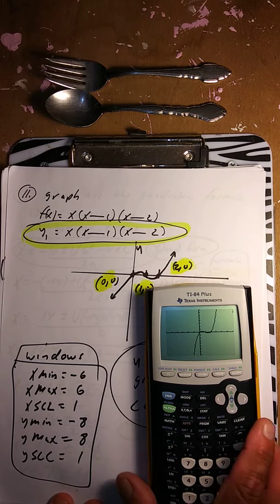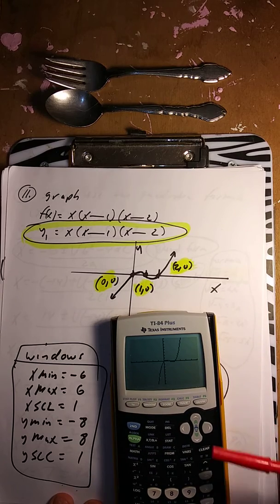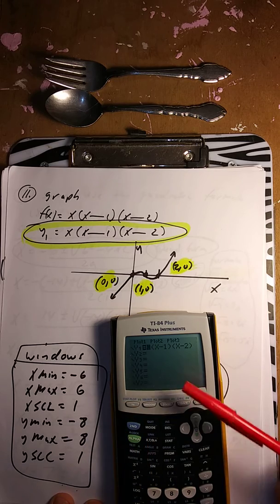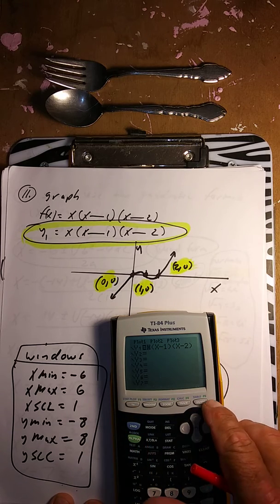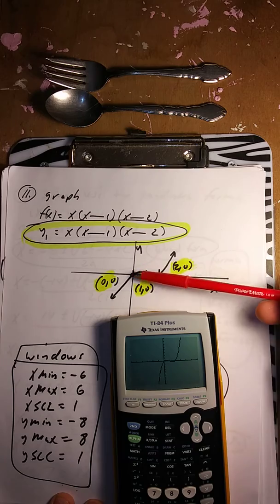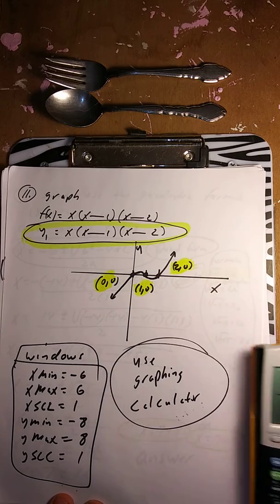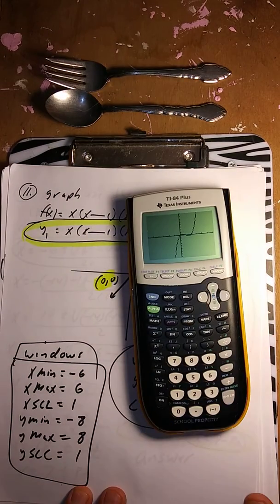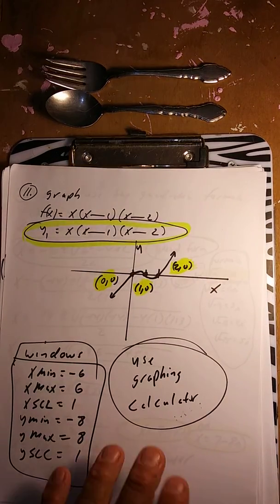Yes, there it is. That's the curve we're looking for. This goes up and down and up. So y is x times x minus 1 times x minus 2. When you hit graph, it's going to go through these points right there. You see it? All right, go to the next one.